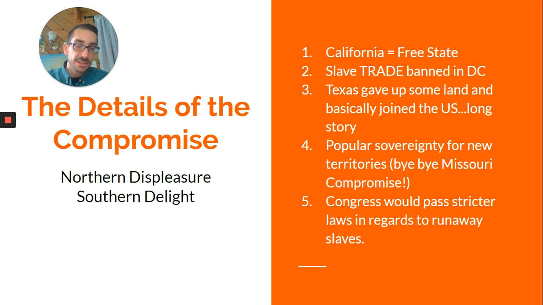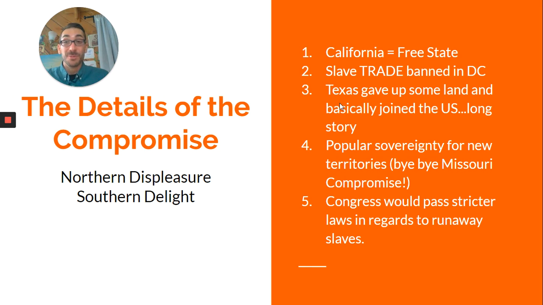And then the fifth thing, which leads us into the second part of this talk, is that Congress would agree to pass stricter laws in regards to runaway slaves. Now, what exactly does that mean? It just basically means that Congress is going to start clamping down on some of this Underground Railroad stuff, hint, hint, wink, wink, going on. Okay? So I called it Northern Displeasure and Southern Delight.